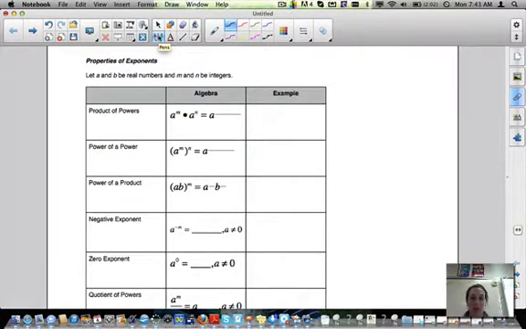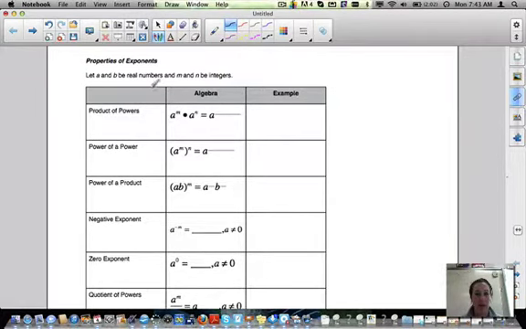All right, this podcast is over properties of exponents. Now, we're going to start off with some multiplication properties, but we're also going to talk about some division properties as well. So let's start with the rule product of powers.